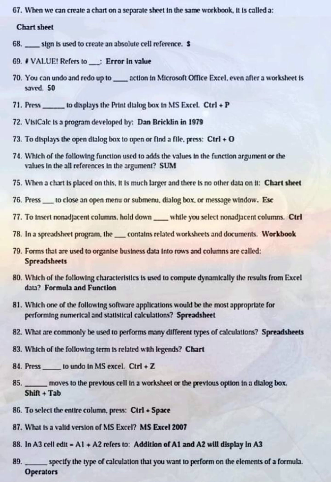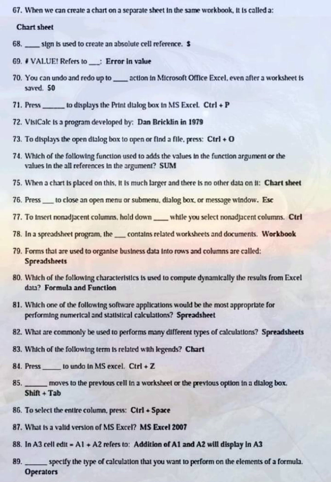Forms that are used to organize business data into rows and columns are called spreadsheets. What is commonly used to perform many different types of calculations? Spreadsheet. Which of the following terms is related to legends? Chart. Press dash to undo in MS Excel: Control plus Z. Dash moves to the previous cell in a worksheet or previous option in a dialog box: Shift plus Tab. To select the entire column, press Ctrl plus Space.